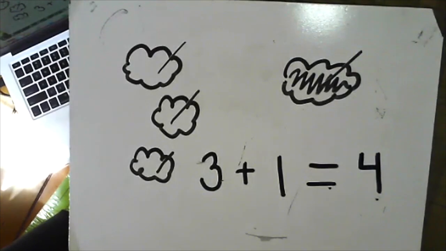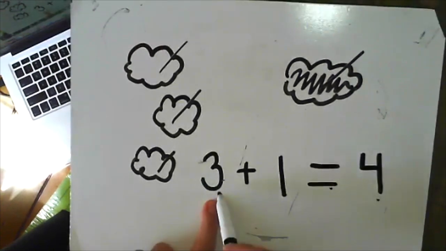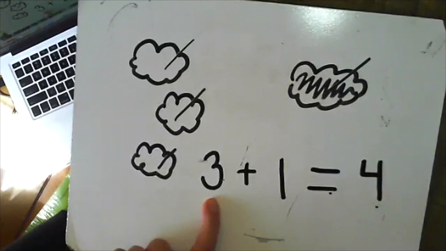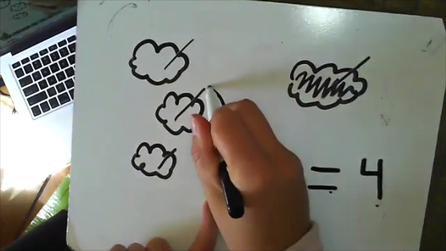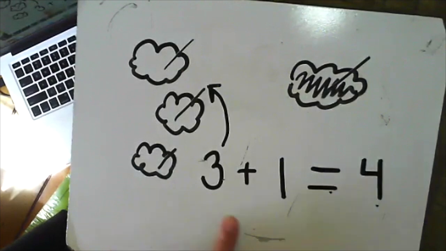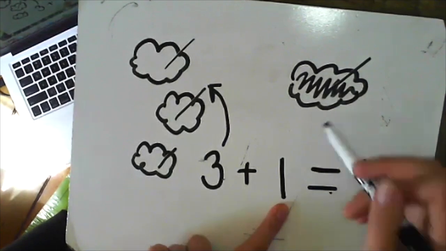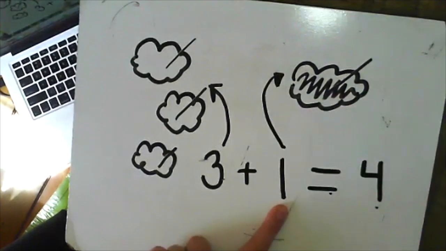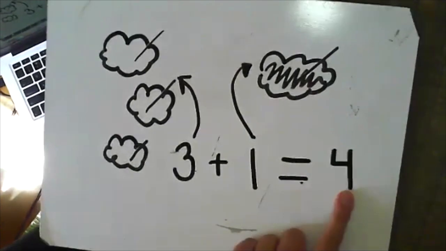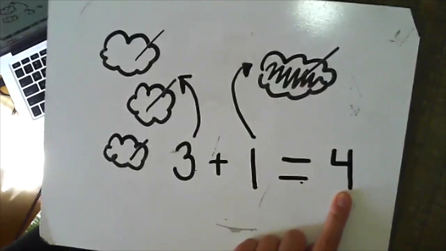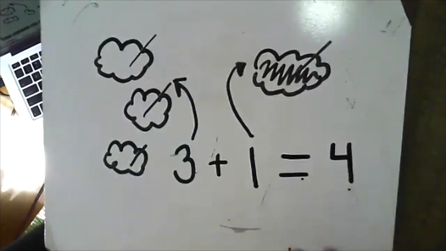How does your equation show the groups of clouds? What does this 3 mean? You can say the 3 is for. That's right, the 3 is for the 3 clouds Daniel sees. What's the 1 for? You can say the 1 is for. That's right, the 1 is for the clouds that Marta sees. What is the 4 for? You can say the 4 is for. That's right, the 4 is how many clouds they see all together. How many clouds in all?